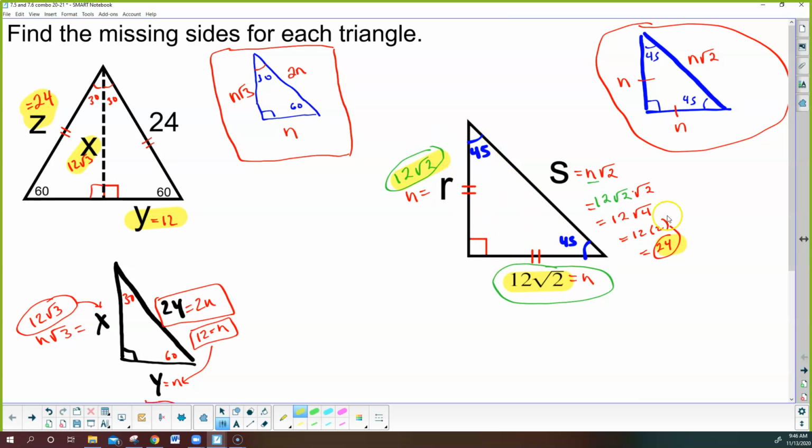On Monday, we're going to talk about solving a right triangle that says find all three angles and all three sides, when in actuality, we've been doing that all along.